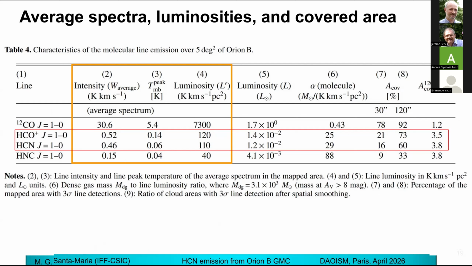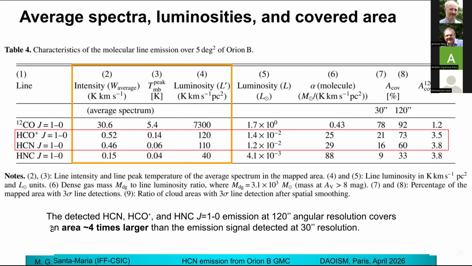So there's a lot of HCN emitting from faint lines, and this was not detected at 30 seconds.